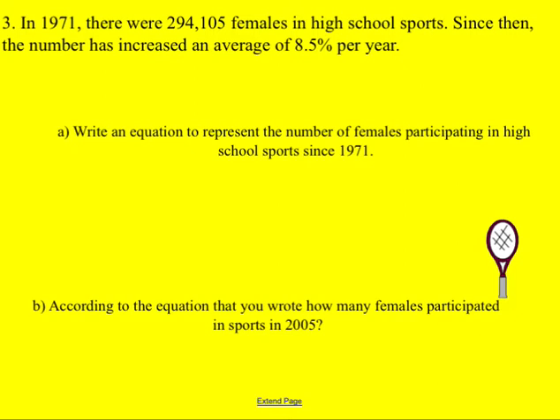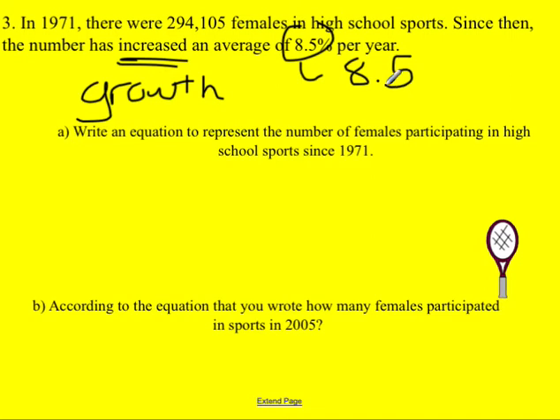So in 1971, there are 294,105 females in high school sports. Since then, the number has increased. So whenever you see that word increased, that means that you need to use an exponential growth equation. So it's growing at an average of 8.5% per year. Well, we want to convert that to a decimal. So we're going to move it left 2 places, and we get 0.085. Now that's our rate.